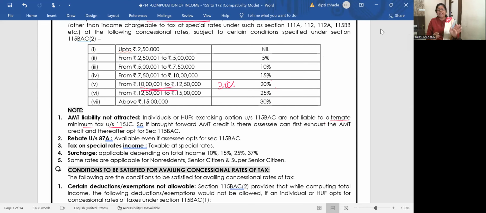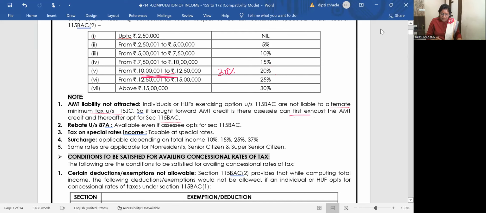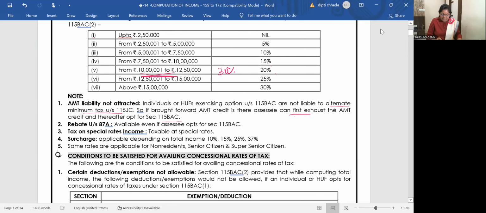Ma'am, what is AMT? We will check it separately, okay? If the brought forward AMT credit is there, that can first be exhausted and thereafter you can opt for 115BAC. So if you have AMT credit, no problem, you can use that. But if you are going for 115BAC, you don't have to go for AMT. Now AMT is 18.5% tax on minimum income, but how is it calculated? We'll do it later. Now, even under 115BAC, rebate is available.